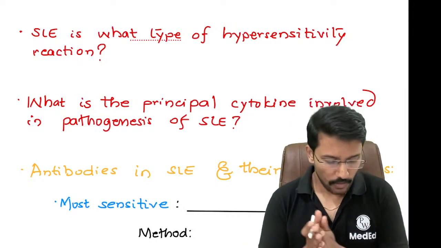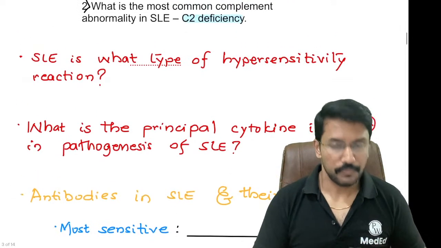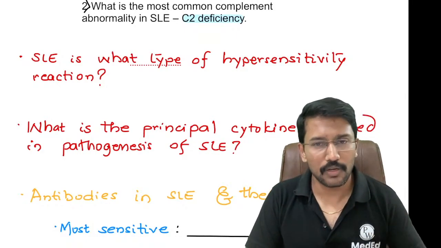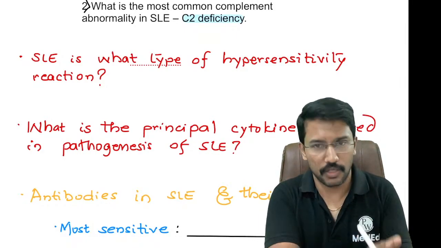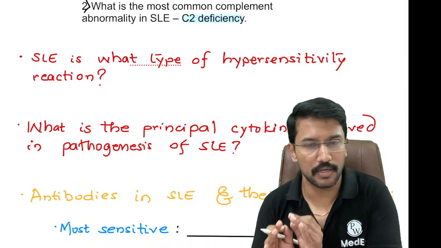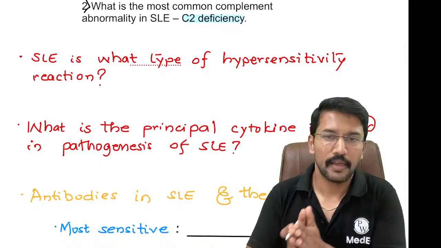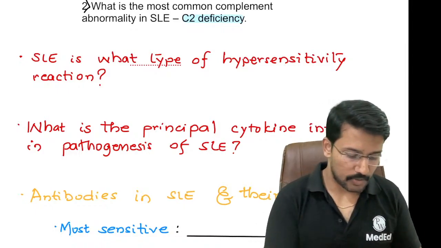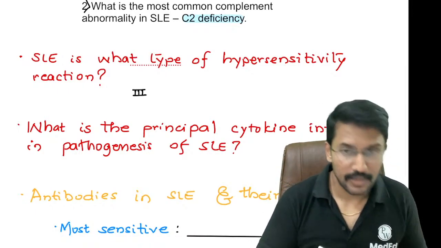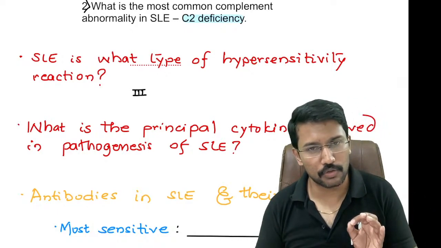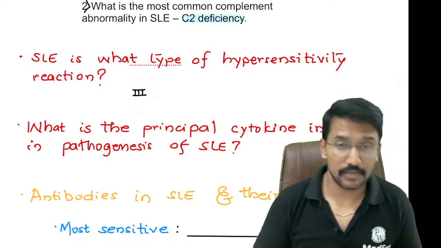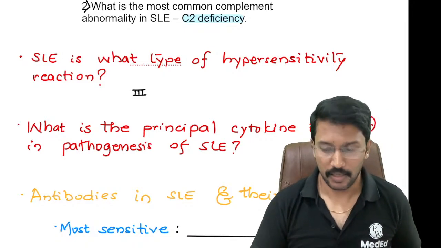Okay. Now, SLE is an autoimmune disorder, as we know. So, when we say autoimmune disorder, either it will be a cell-mediated immune pathology or an antibody-mediated one. Right? SLE is an antibody-mediated immune disorder, and that makes it a type 3 hypersensitivity reaction. This is an important MCQ point. SLE is an autoimmune disorder which is counted as a type 3 hypersensitivity reaction, which has been asked multiple times as an MCQ.